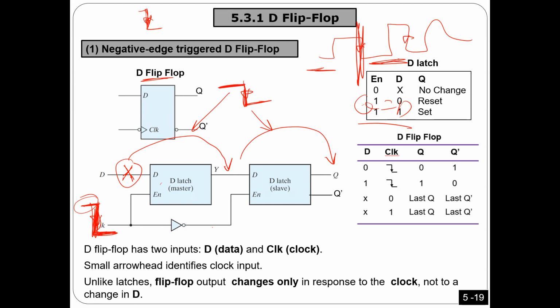Because when it is high, this one is enabled, and X will come to here. When it is low, this one is enabled, and it's going to come to here. So by this simple way, Q is only going to be updated when you have high and then low. Make sense? Any questions?